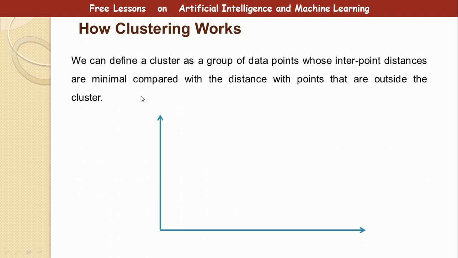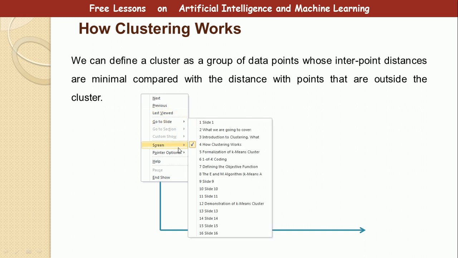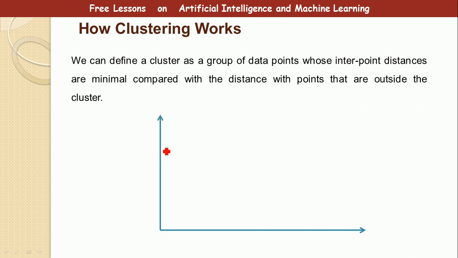Alright, so how does clustering work? We define a cluster as a group of data points whose interpoint distance is minimal compared with the distance to points outside the cluster. So let's demonstrate. We have this two-dimensional space, and let's assume this is our data scattered in space. What do you observe just looking at your data? You find out that we can see trends or similarities between the points. So if I am to separate, I will say this set of data points have similarities.